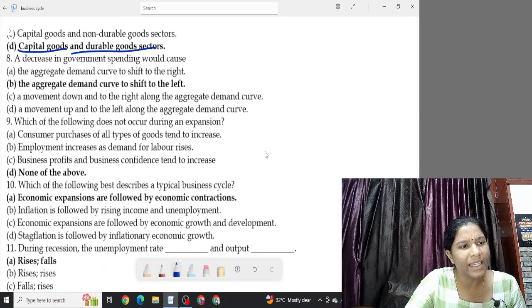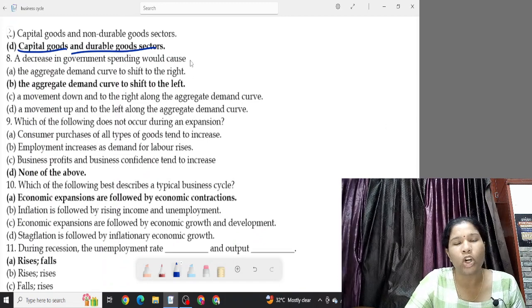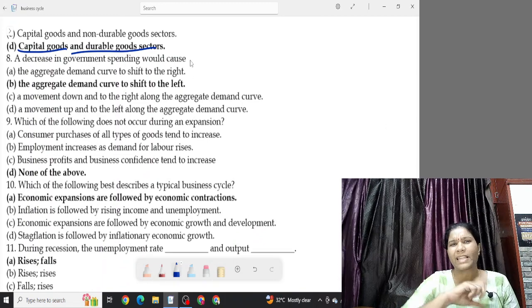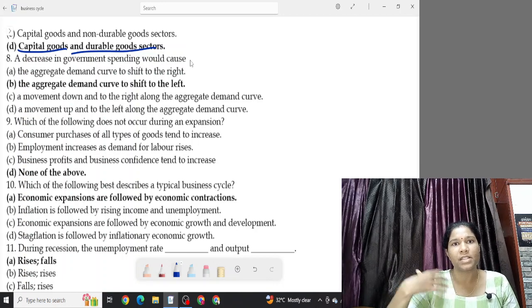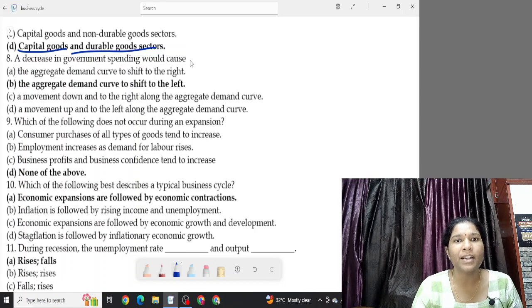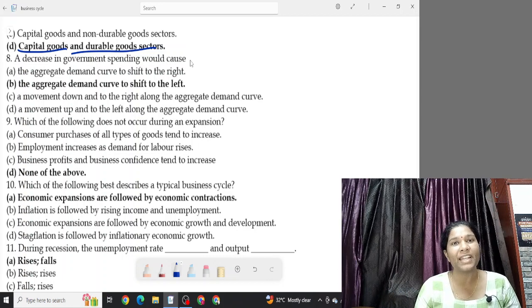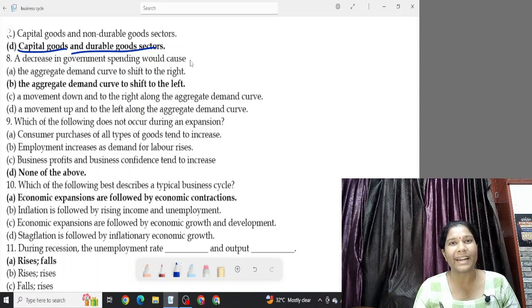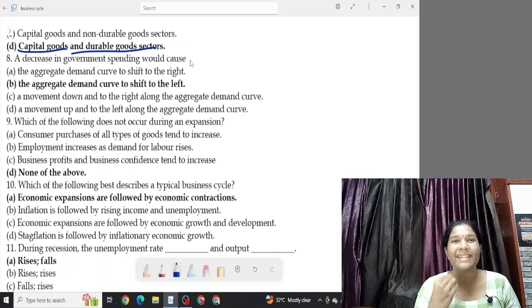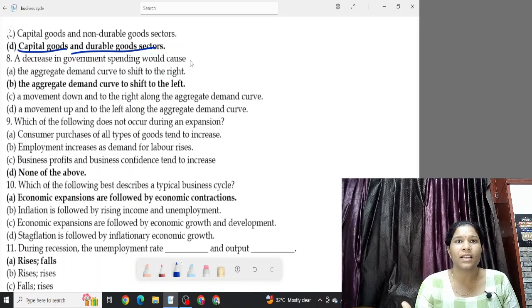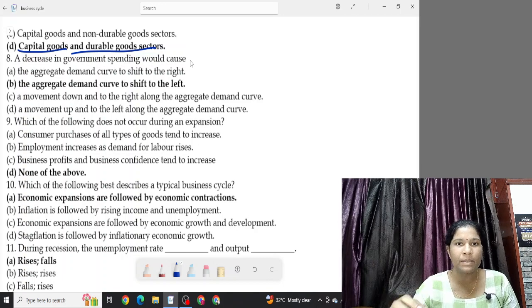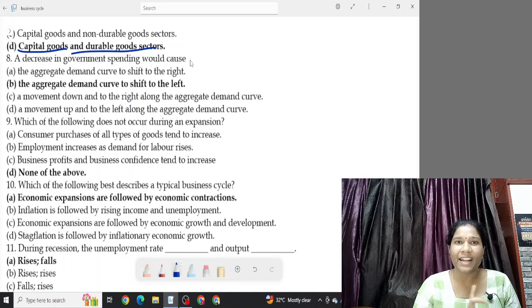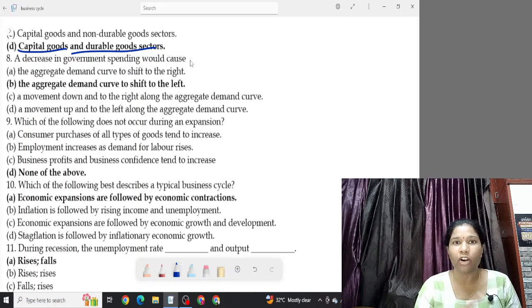A decrease in government spending would cause what? I've told you, in the explanation when I gave you monetary policy and fiscal policy, that fiscal policy is carried out by the government through two techniques. Number 1, it is to tax. If more tax is collected, money supply will come down. If tax cuts are given, then money supply will go high. And what is the other technique of fiscal policy?